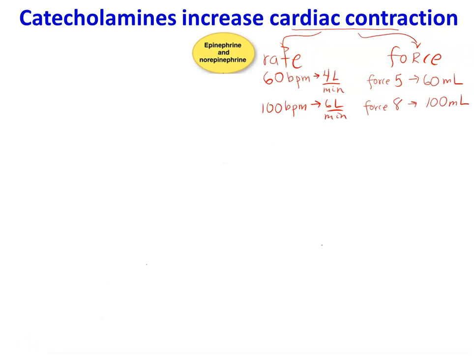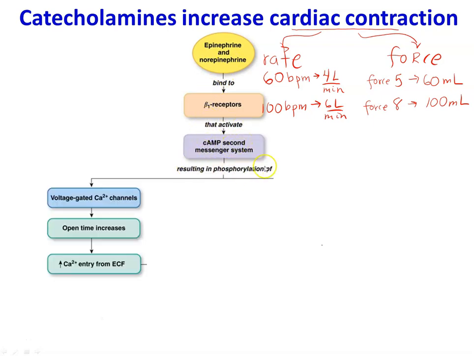As a review, epinephrine and norepinephrine will bind to the beta-1 receptors and activate cyclic AMP, which will lead to phosphorylation of calcium voltage-gated channels, which increase their open time, which allows more calcium to enter the cell.